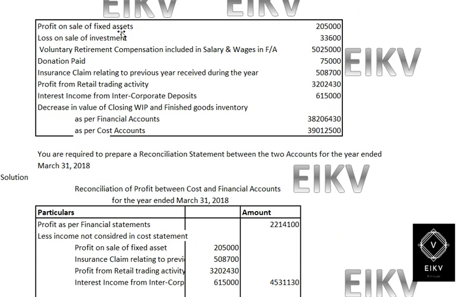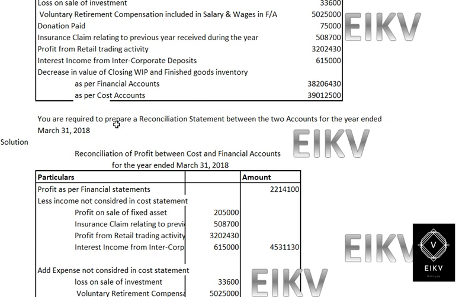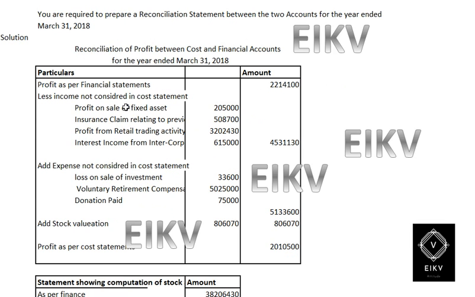So some of the details are: profit on sale of fixed asset has been given, loss on sale of investment has been given, voluntary retirement compensation has been given, donation paid amount has been given, insurance claim related to the previous year which is received by the company has been given, profit from retail trading activity, then interest income for intercorporate debt, then stock details, opening stock and closing stock of work in progress and finished goods of both, valuation of financial accounts and valuation of cost accounts has been given, and you are required to prepare a costing reconciliation statement. So I am directly going for the solution, the reconciliation statement.